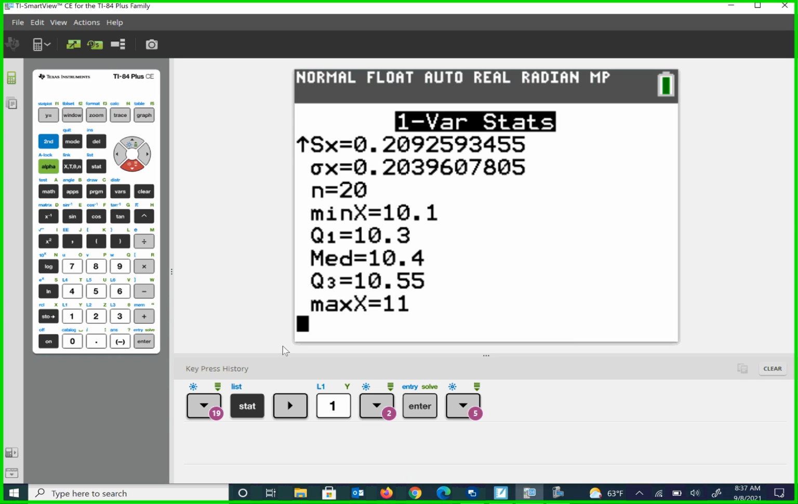The IQR is Q3 minus Q1. So it's 10.55 minus 10.3. What does that come to?